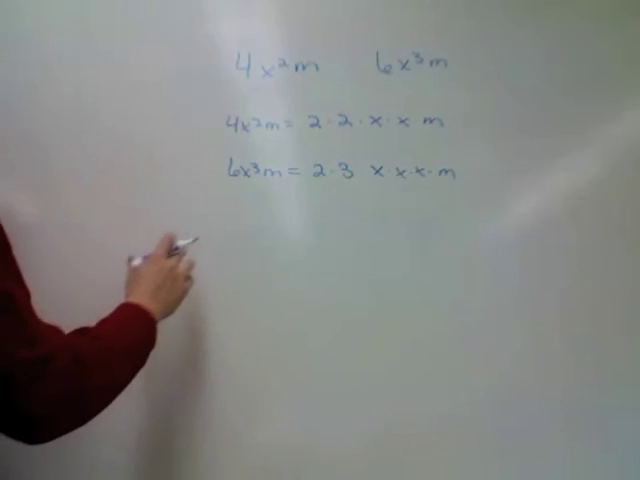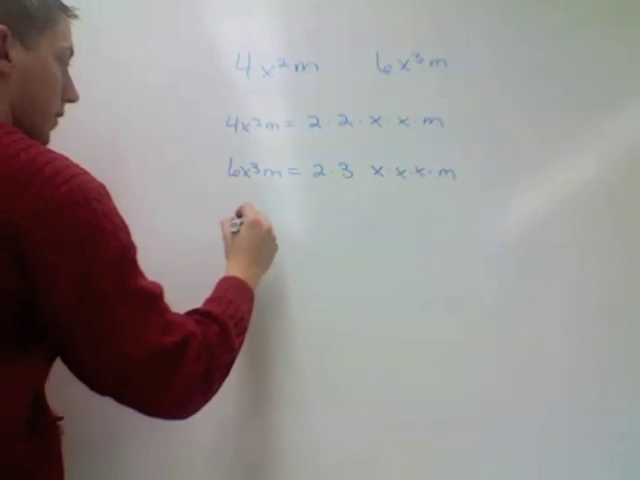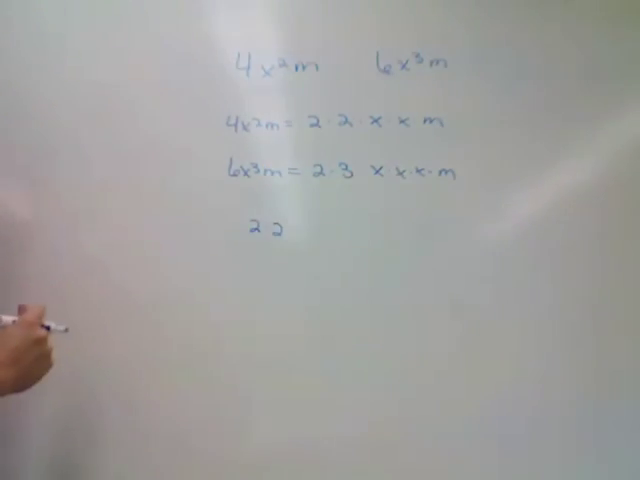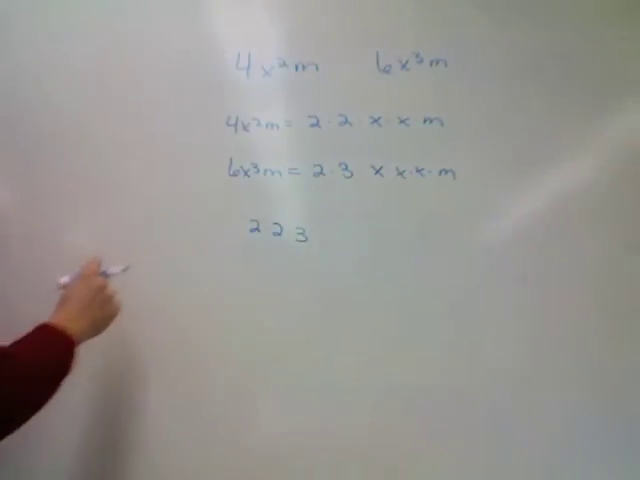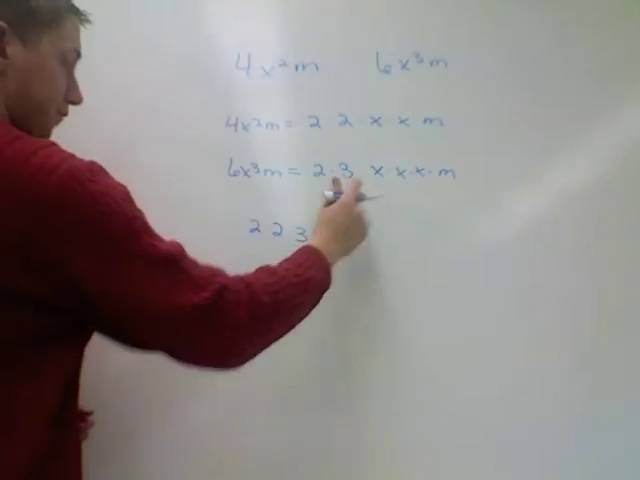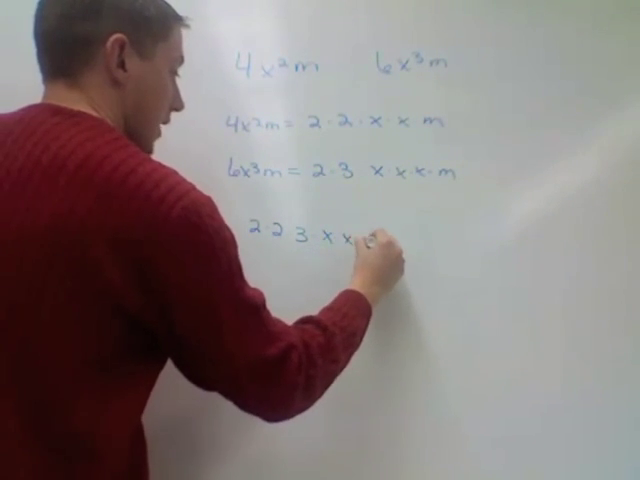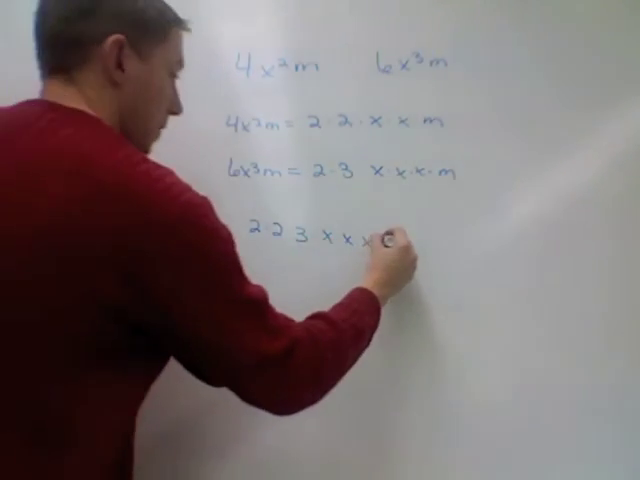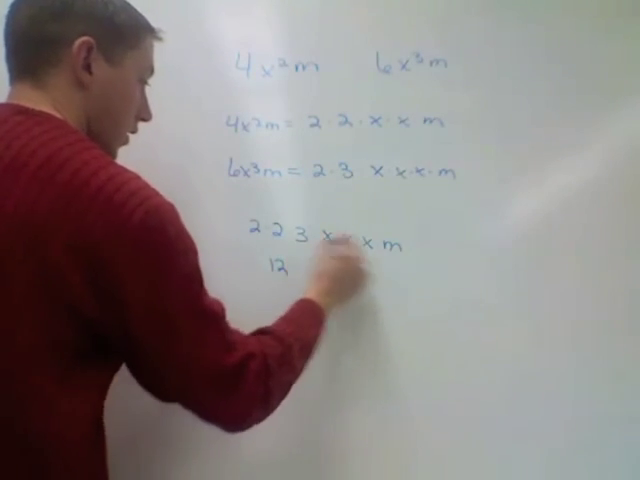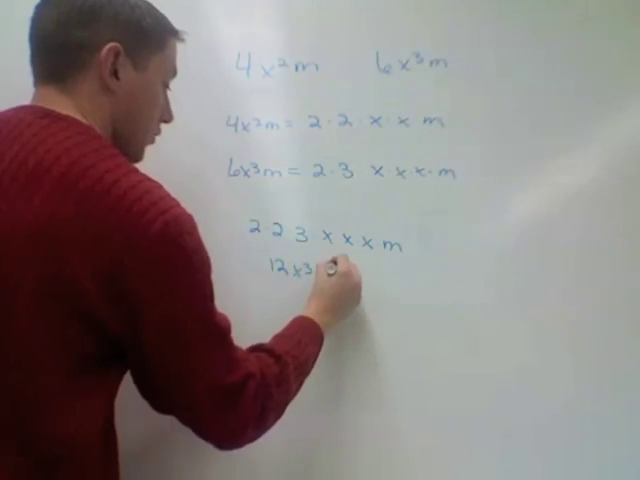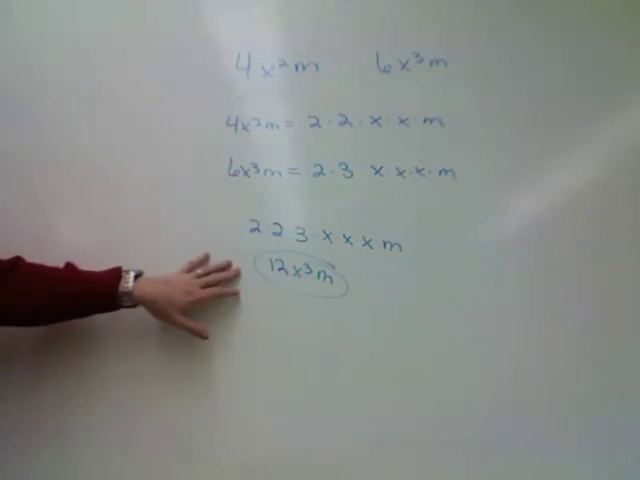So now that we've got that, we try to find what our least common multiple is going to be. Both 4 and 6 have 2 in common, so we see that 4x squared m has 2 of them. So we'll put 2 2's down. The 6x cubed m has a 3, so we'll put a 3 there. Now we look and we see that both of them have an x involved. So 6x cubed m has 3 of them, so we'll put 3 x's down, and then both of them share an m. So our final answer is going to be 2 times 2 is 4, 4 times 3 is 12, 3 x's, so x cubed m. So our least common multiple of 4x squared m and 6x cubed m is going to be 12x cubed m.